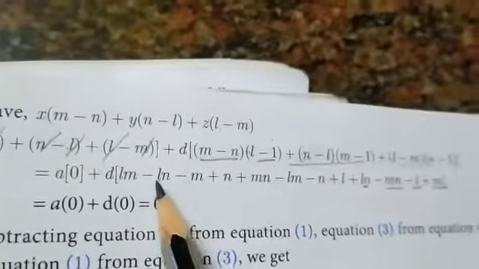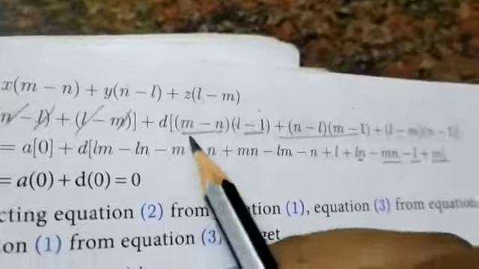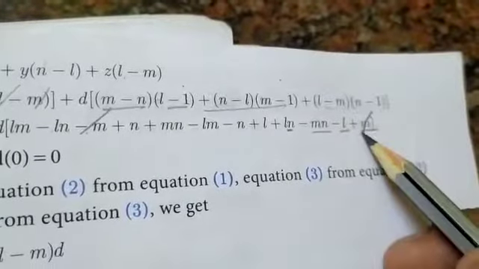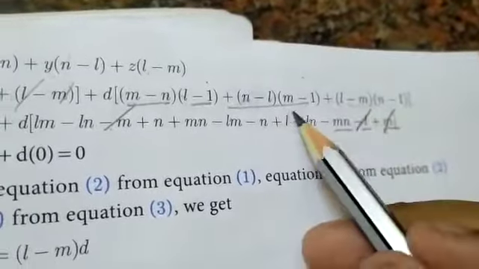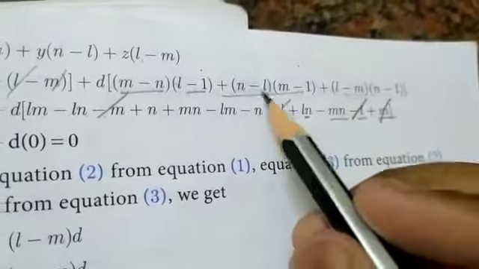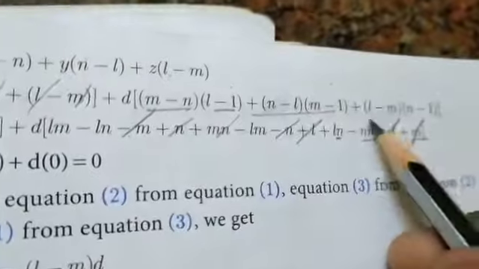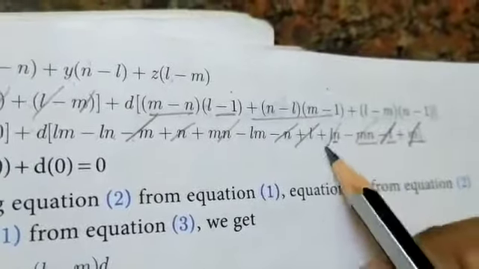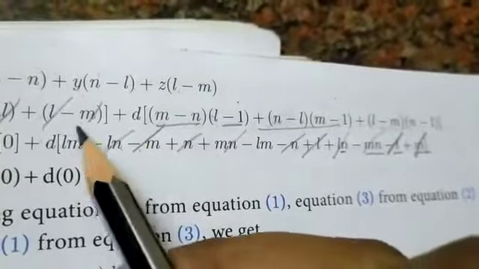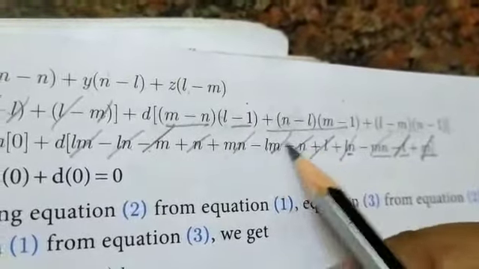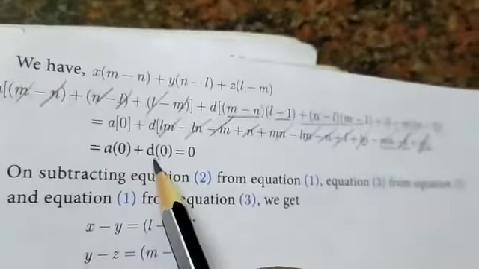So you can see that here minus m and plus m are cancelled, minus l and plus l is cancelled, minus n and plus n is cancelled, plus mn and minus mn is cancelled, plus ln and minus ln is cancelled, plus lm and minus lm is cancelled. So here too d into 0 is 0.